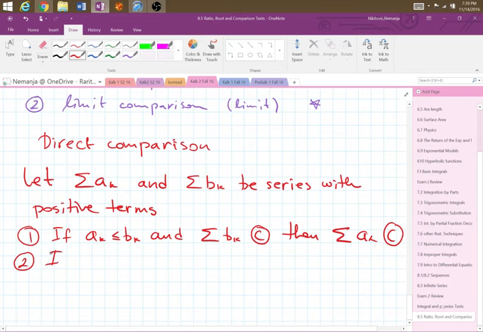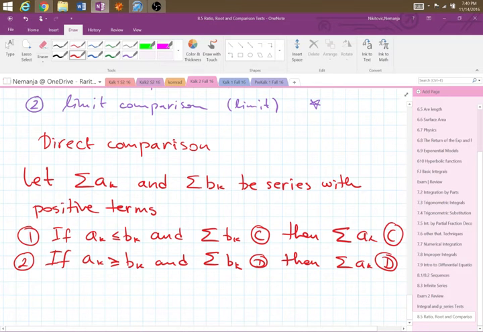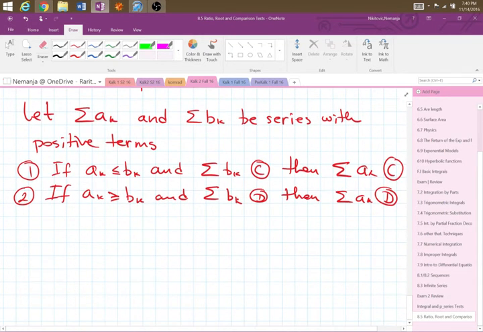2. If AK is larger than BK and summation BK diverges, then summation AK diverges as well. Now this might be a little bit convoluted, but let's take a look at the actual explanations of this using the graphs of sequences that are involved.